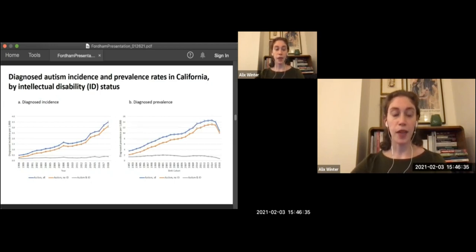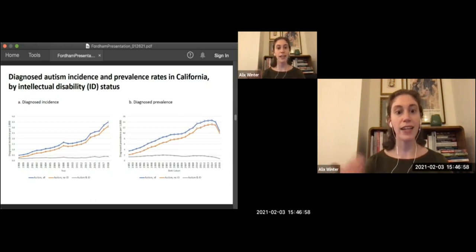On the right are the prevalence rates of diagnosed autism by birth cohort. So that's the number of children born in each year and diagnosed with autism by November 2019 per 1,000 of all children born in that year. The prevalence rates look like they flatten and then decline for the last few birth cohorts because children born in those cohorts haven't yet had as much time to be diagnosed.